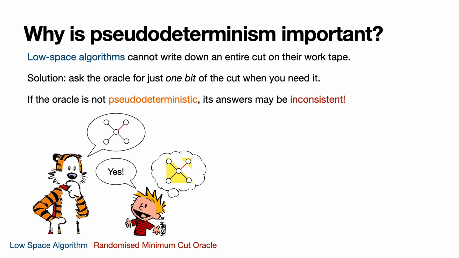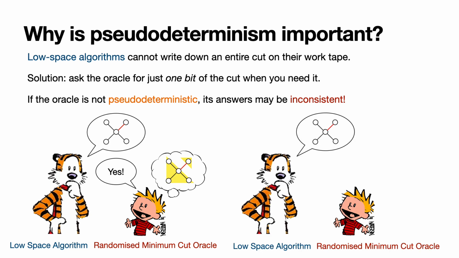Now, later in the algorithm, Hobbes might want to recover some information about this edge. So he asks Calvin again, is this edge part of the minimum cut? Now Calvin, being randomized, thinks of a different minimum cut this time and says no, right? And now Hobbes gets two different answers for the same question and is confused. If Calvin was pseudo-deterministic, then both times he says yes or both times he says no, right?